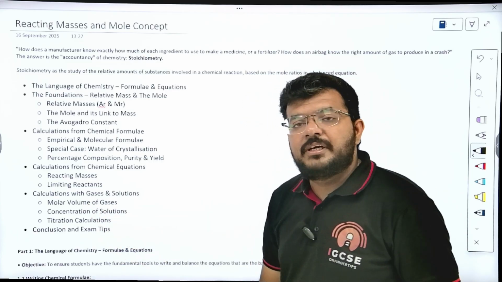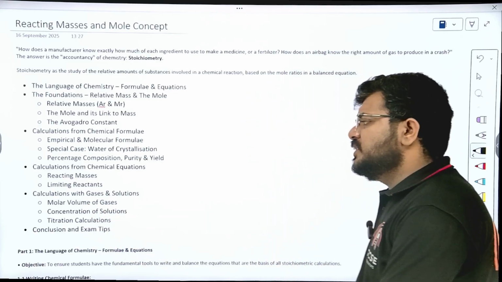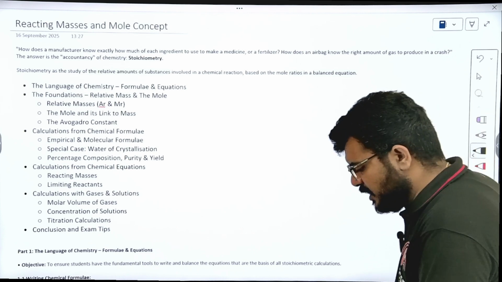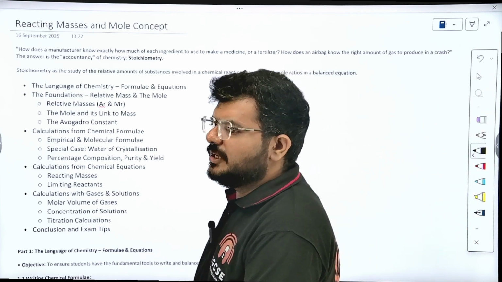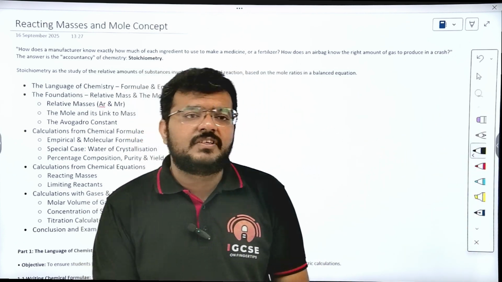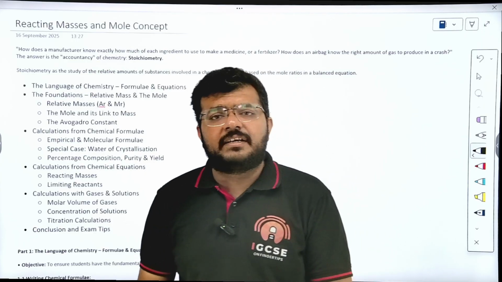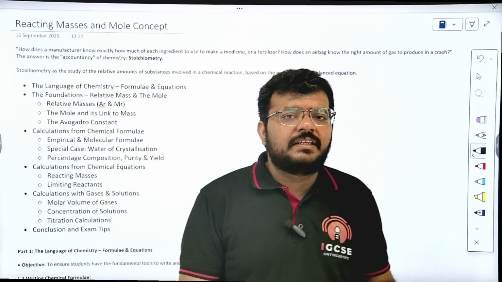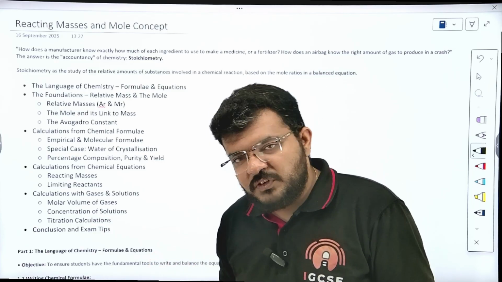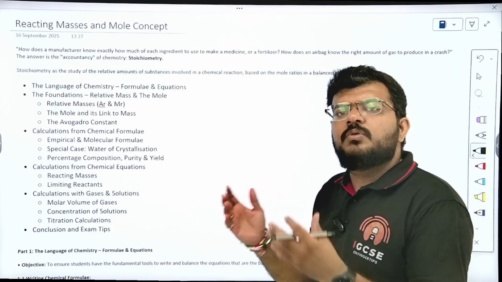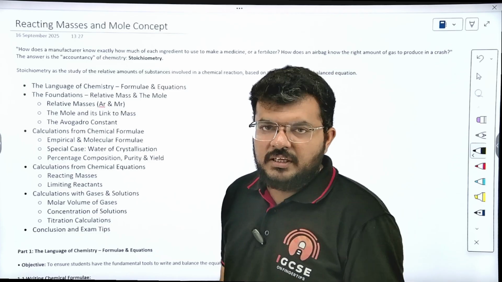That becomes the limiting reactant. Then we have calculation with gases and solutions. Now generally when reactions take place, it is not just solids reacting. We generally dissolve reactants in water so that they can become ions, they can become free, they can travel, they can collide, and the rate of reaction can be increased basically, right?